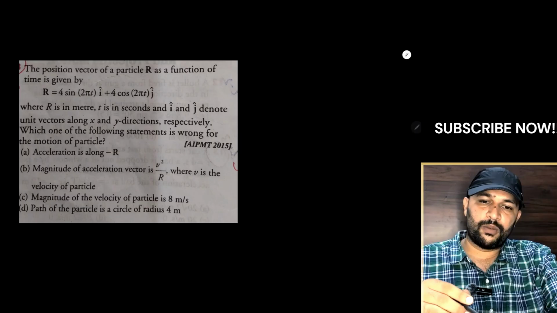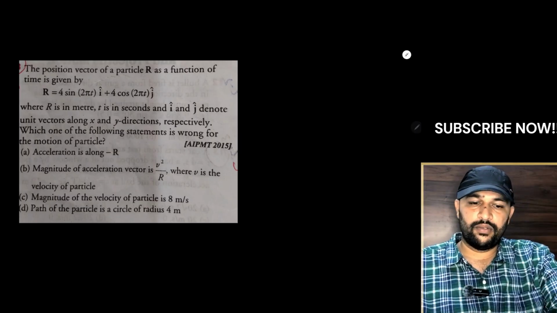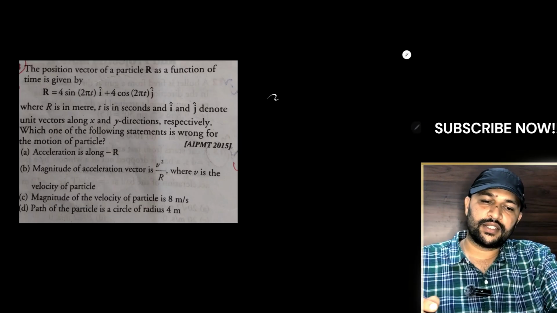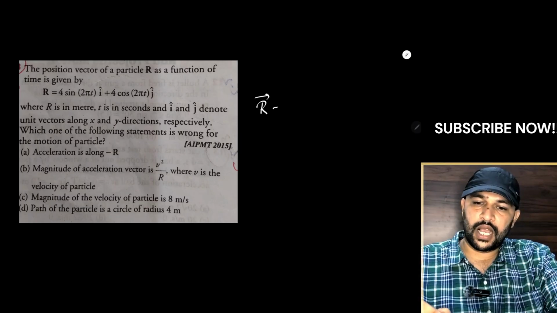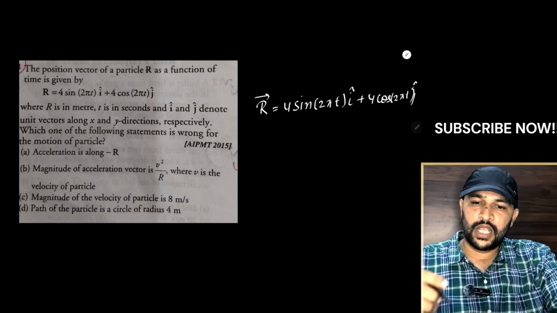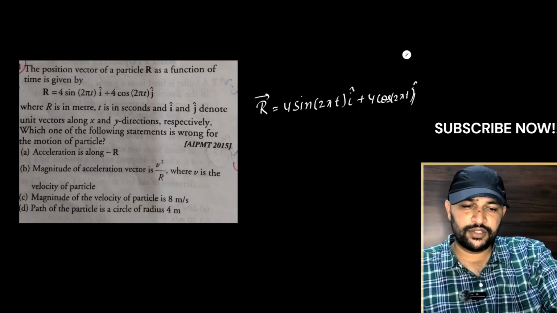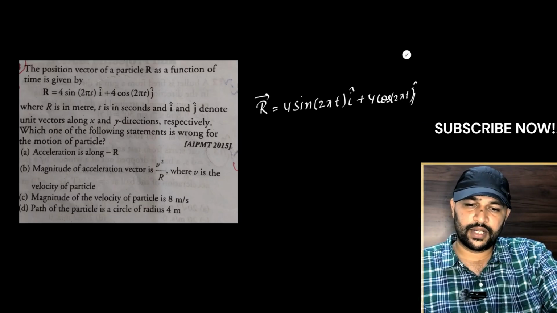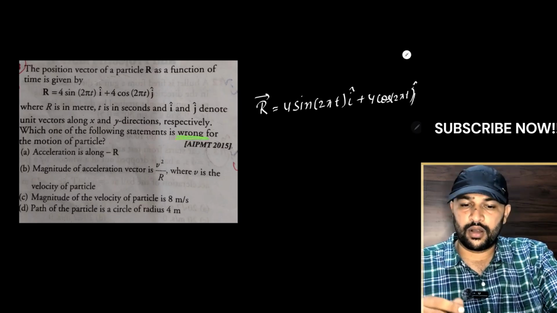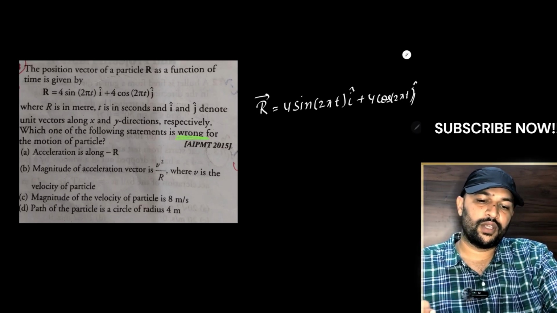Great. Our next problem, again a beautiful problem, a lengthy one, right. So, the position vector r as a function of time is given as r is 4 sine 2 pi t i cap plus 4 cos 2 pi t j cap. Great. Now, here in this problem, where r is in meters, t is in seconds, i and j denote unit vectors along x and y direction. Which one of the following is wrong? Be very careful which one is wrong for the following motion, right.